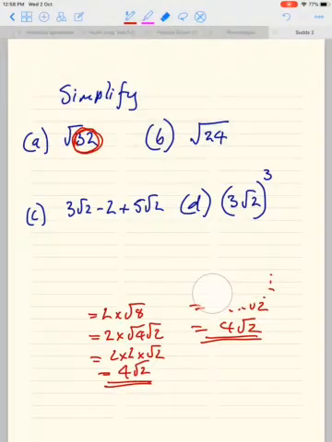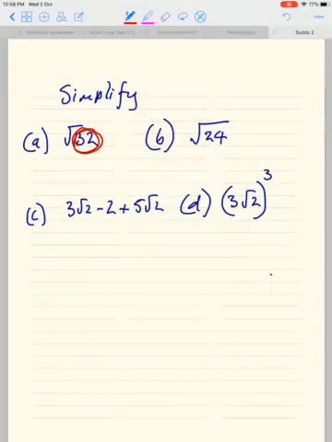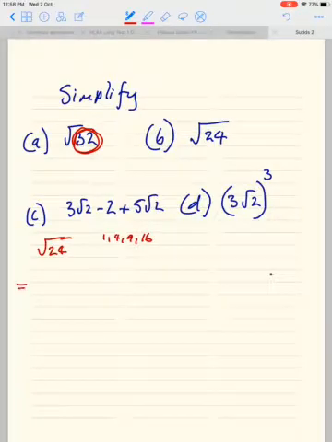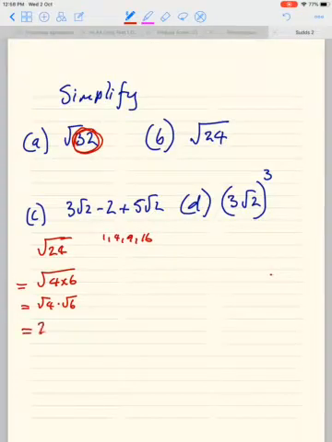Let me just get rid of this and I'll do the others on the same page. Okay, so let's do the same again, root 24. So let's go to the square numbers, 1, 4, 9, 16. So do any of those numbers divide into 24? And you've got it, it's 4. So this is the square root of 4 times 6, which is root 4 times by root 6. I switch to a little dot multiplication sometimes, so that's 2 times by root 6.